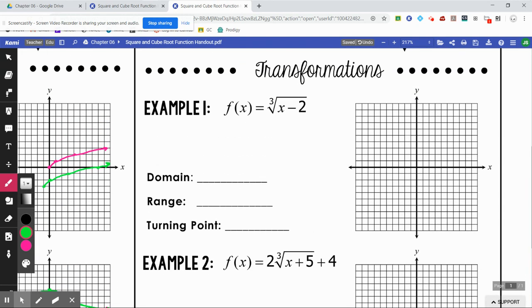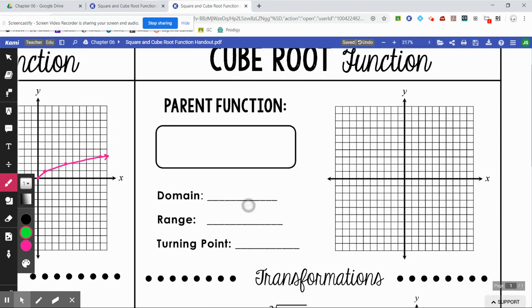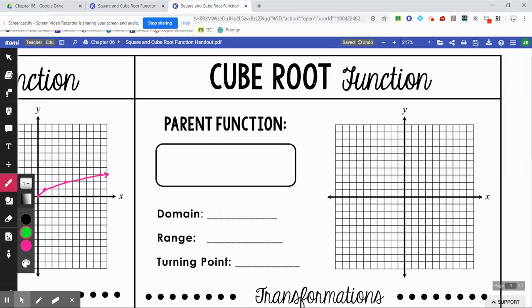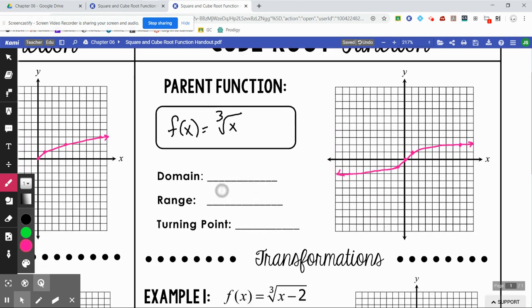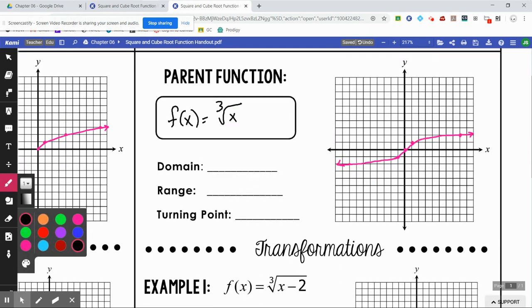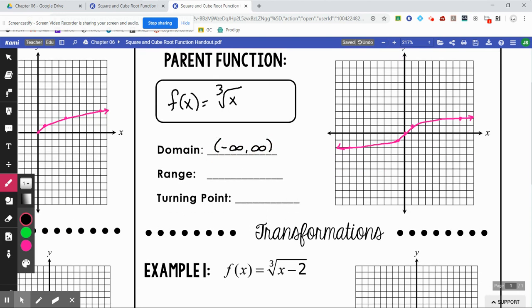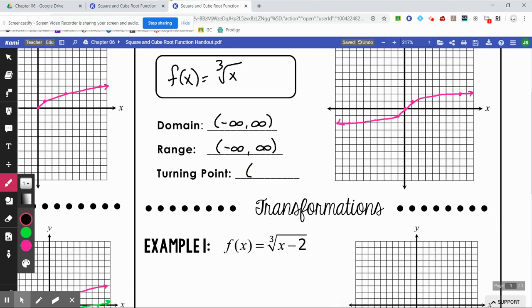Your cube root function. Your basic parent function of a cube root is f of x equals the cube root of x, and it looks like this. The domain of a cube root function is all values. You can plug in anything from negative to positive infinity. For your range, the graph goes down forever to the left and up forever to the right. Your turning point is also the origin, right there in the middle. That's kind of like our vertex.